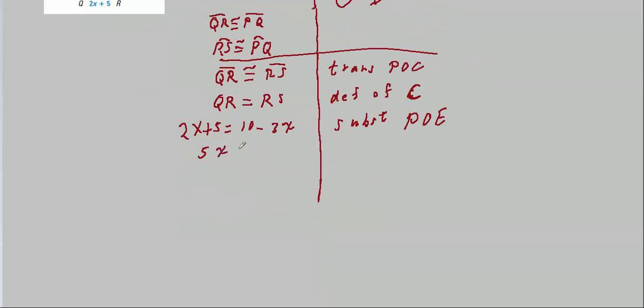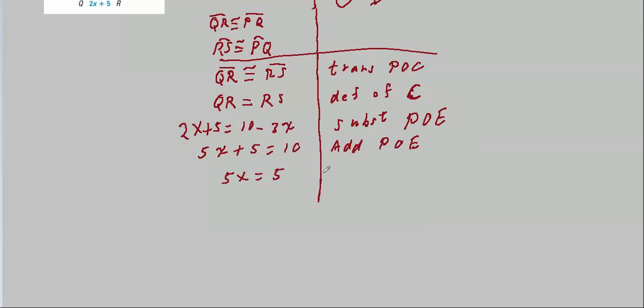5x plus 5 equals 10. And that would be addition property of equality. What do we do next? Subtract 5 from each side.